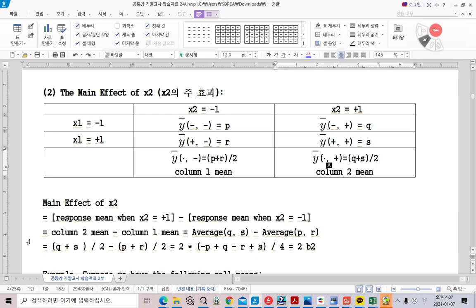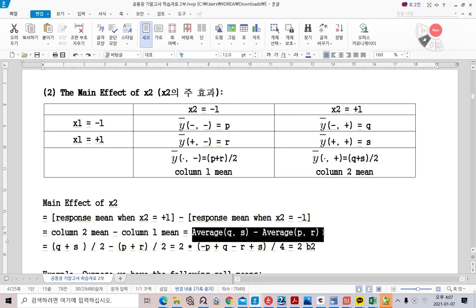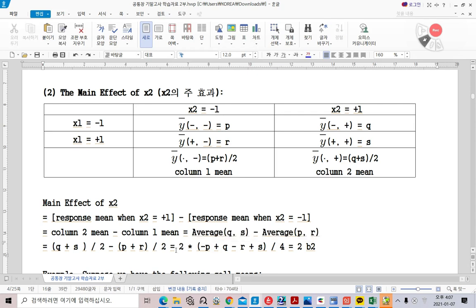Okay, so the main effect of X2 is average of Q and S minus average of P and R. So it is Q plus S divided by 2 minus P plus R divided by 2, which can be expressed as 2 times negative P plus Q minus R plus S divided by 4, which is the same as 2 times B2. This means B2 is this.